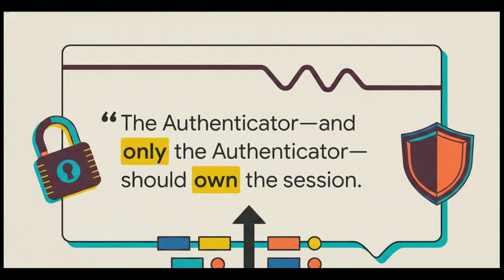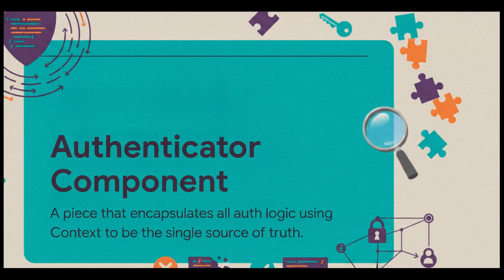If you have several sources of truth, they will eventually and silently disagree with each other. It leads to absolute nightmare bugs. We need one single central owner. So our solution is the authenticator component. Think of this as a single piece that encapsulates every single authentication flow and manages your global user state. It exposes one consistent interface through a custom useAuth hook and React context.